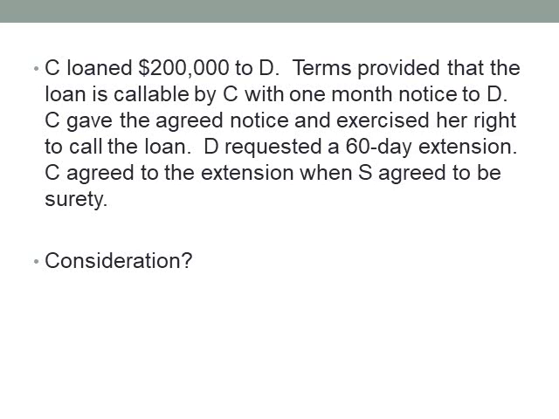Yes, there's new consideration. What's the new consideration for the new surety agreement? Because initially there wasn't a surety. It's the extra 60 days that D gets. So it's usually the debtor who's getting the benefit, not necessarily the surety, but that's what's considered the consideration.